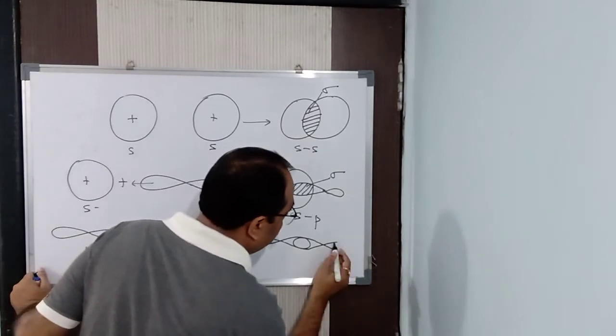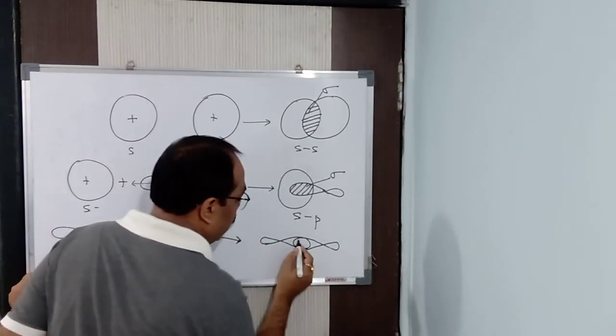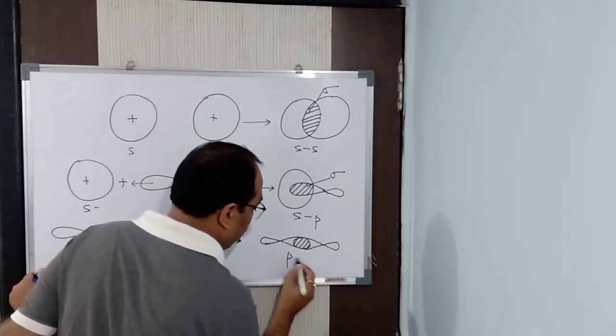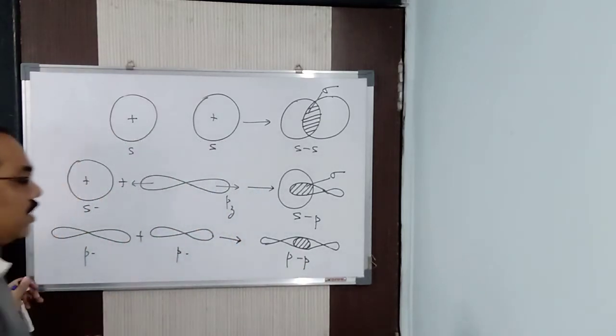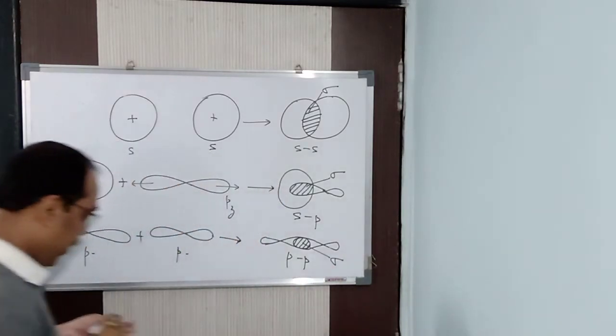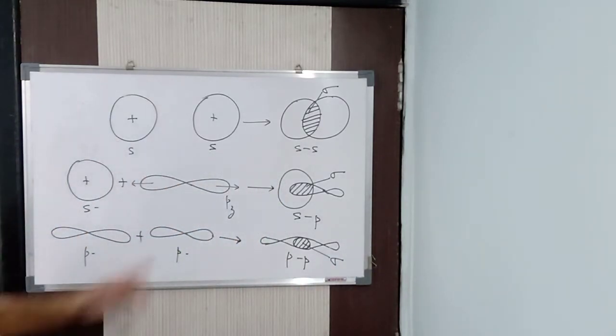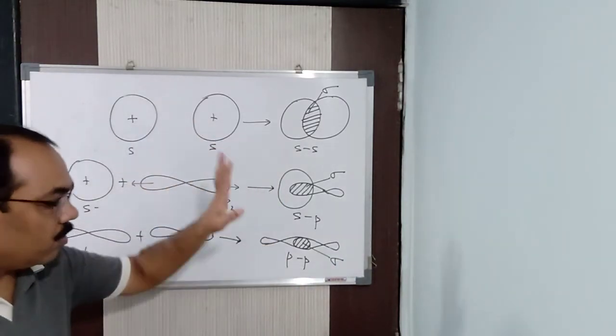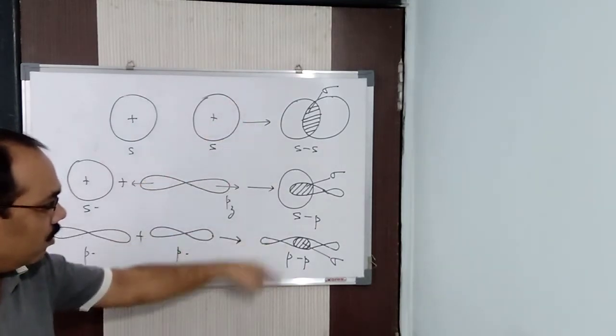And this one is also smaller, so to say. This sort of overlapping is going to take place. So this is known as PP overlapping, we can say that. This also is a sigma bond. So sigma bond is of three types: SS overlapping, SP overlapping and PP overlapping. All these are head-on overlapping, we can say that.